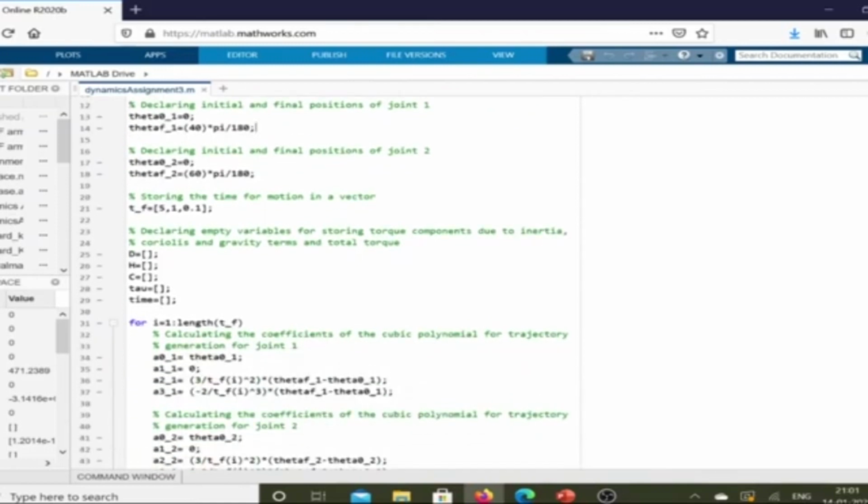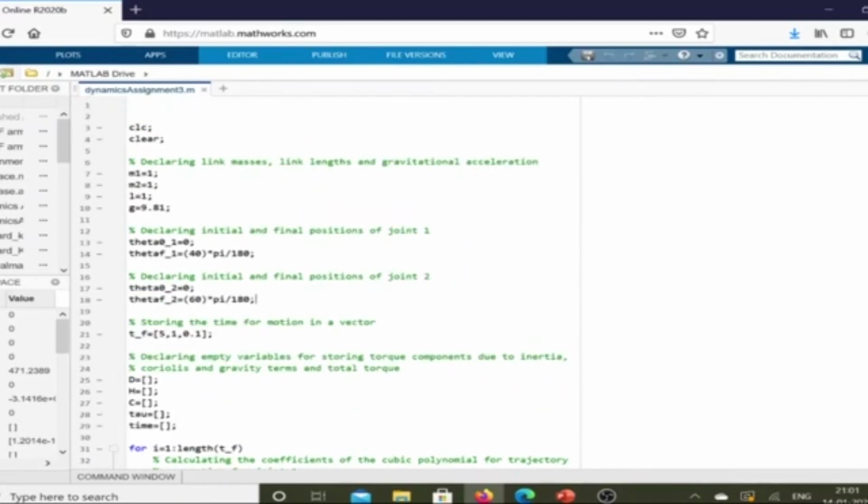Then we define for theta 2. Theta 2 initial position is 0. Theta 2 final position is 60 degrees, so I'm converting it into radians, multiplying by pi by 180. Okay, so we have defined our mass here. Then we have defined our link lengths here.